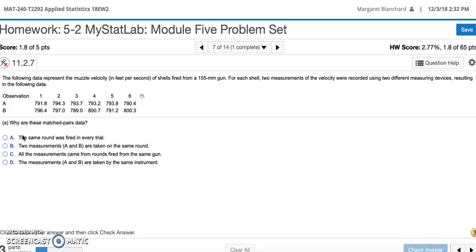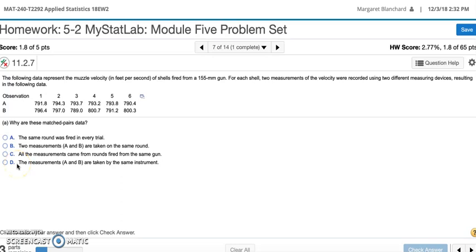Well, the same round was fired in every trial. That's not the point. Each observation is its own round, so we know it's not that one. 2 measurements, A and B, are taken from the same round. That could be, let's just double check the other ones. All the measurements came from rounds fired by the same gun. That's not necessarily true. It does say that they're from the same gun, but that doesn't impact whether it would be matched pairs data or not, because we could be doing anything from the same gun.